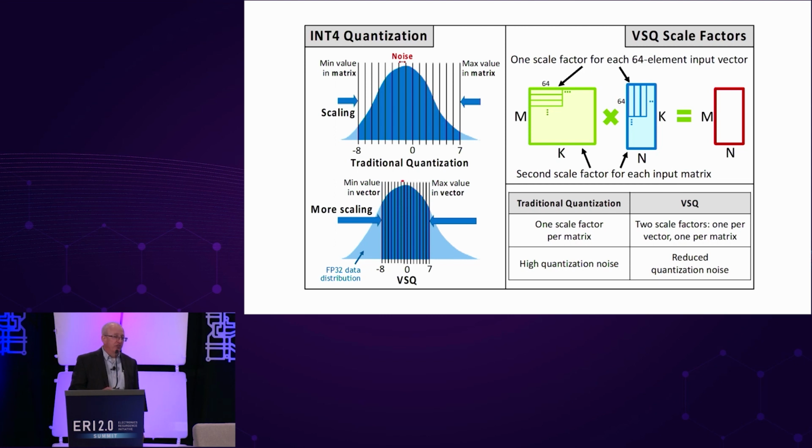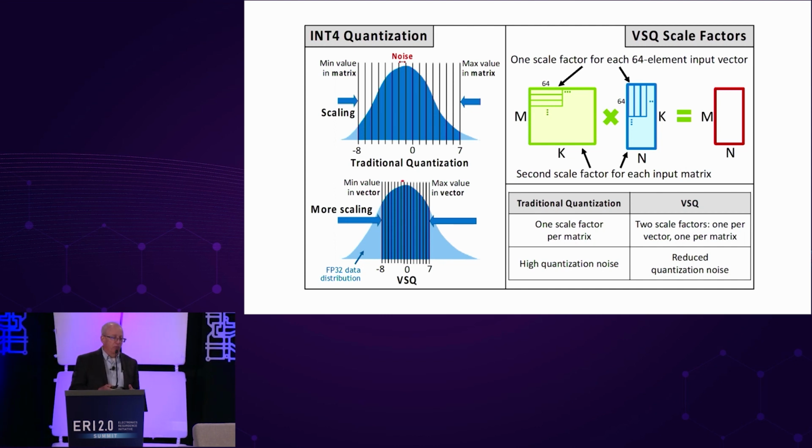And one way to do this is to scale your numbers over a smaller group of numbers. So today what we typically do is we take a whole layer of a deep learning network, we find the biggest and smallest number in that layer, and then we pick a scale factor that takes our number representation and matches it to that range.